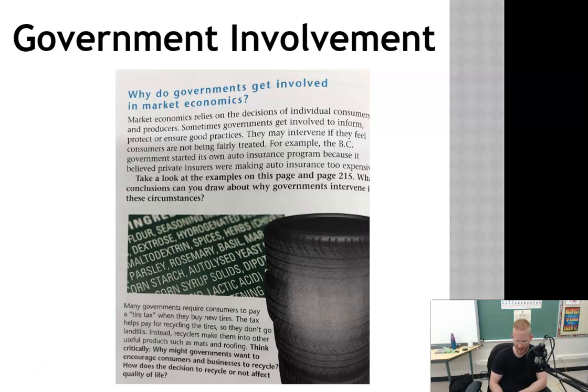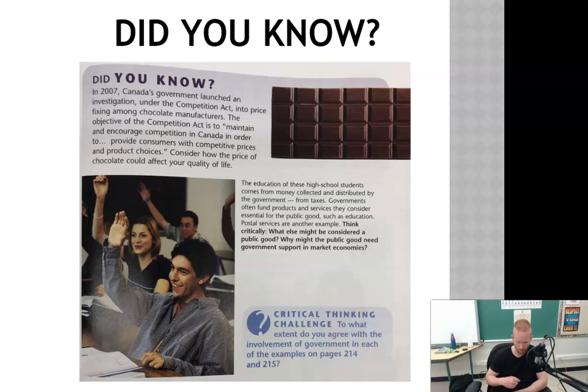Okay, so that's a good example of when the government stepped in. Another little did you know? In 2007, Canada's government launched an investigation under the Competition Act into price fixing among chocolate manufacturers. The objective of the Competition Act is to maintain and encourage competition in Canada in order to provide consumers with competitive prices and product choices. Consider how the price of chocolate could affect your quality of life.